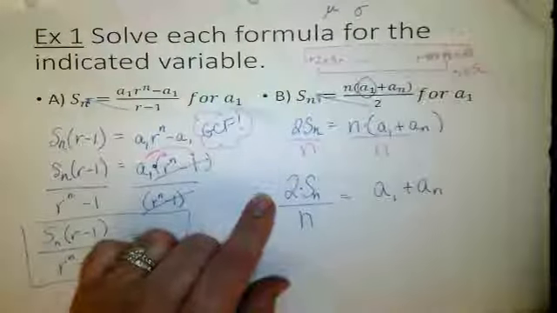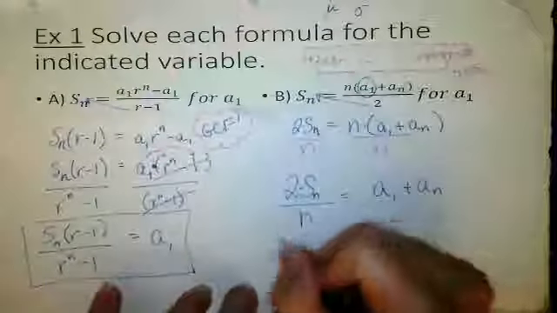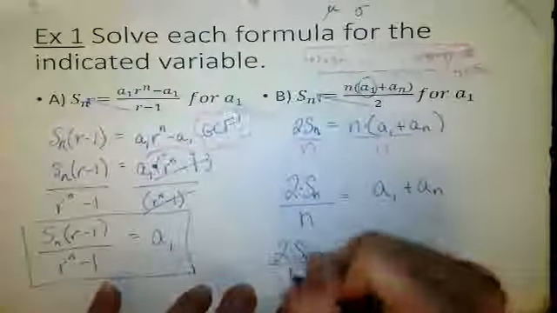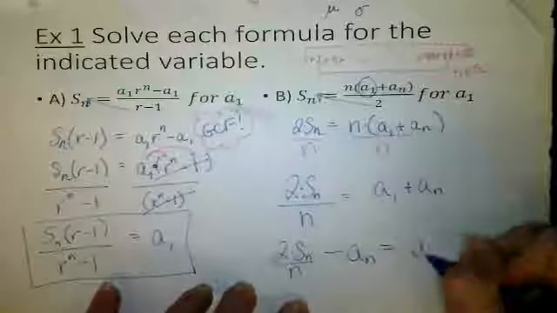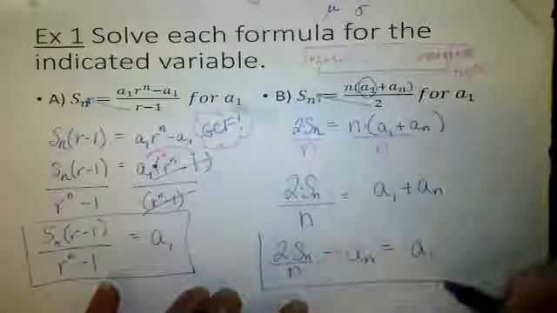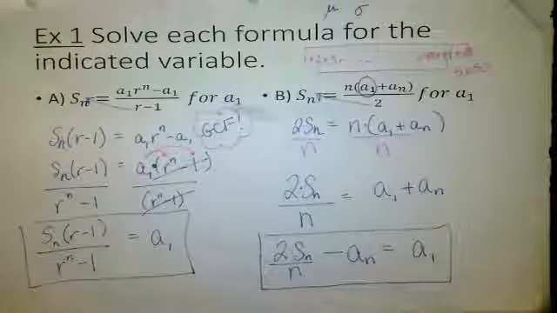And then how do you get A sub 1 by itself? Subtract A sub n. Yeah, 2 times S sub n over n, and we're going to subtract A sub n. And that's that. These are, I think, more complicated than those that you'll see in your work today.